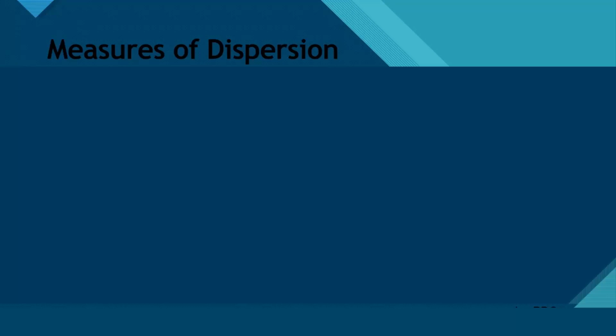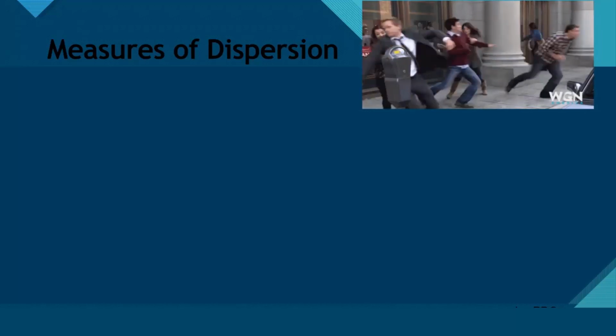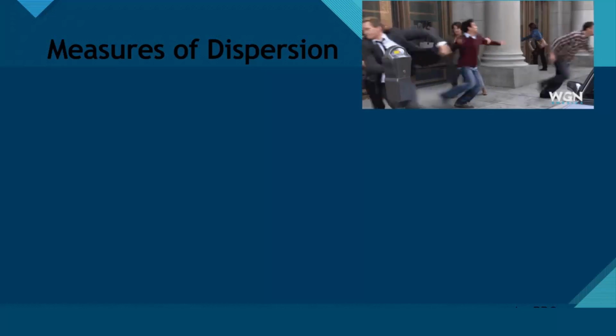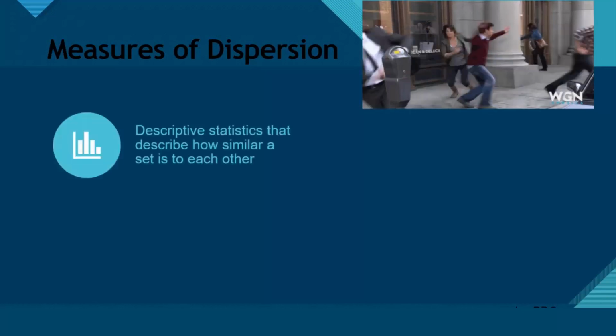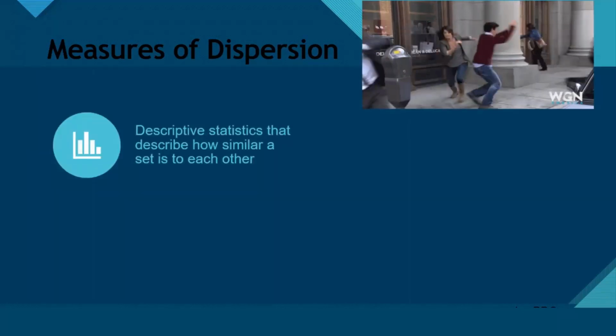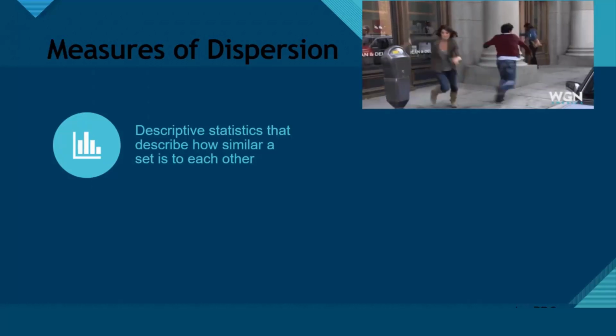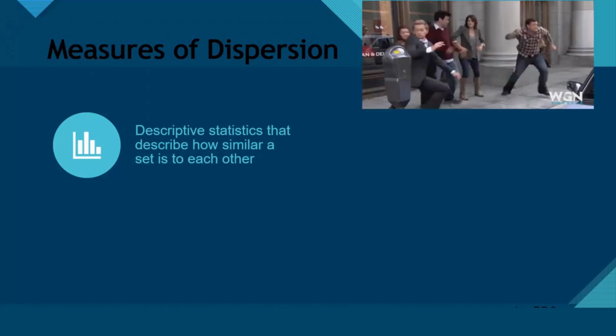Now, a measure of dispersion is when you take a bunch of samples and you see how widely they are dispersed around your mean. As you probably learned, the mean is a nice way to describe exactly what your values are, but it doesn't really give you a good measure of dispersion. So basically, when we talk about measures of dispersion, it's describing how similar each set is to each other.